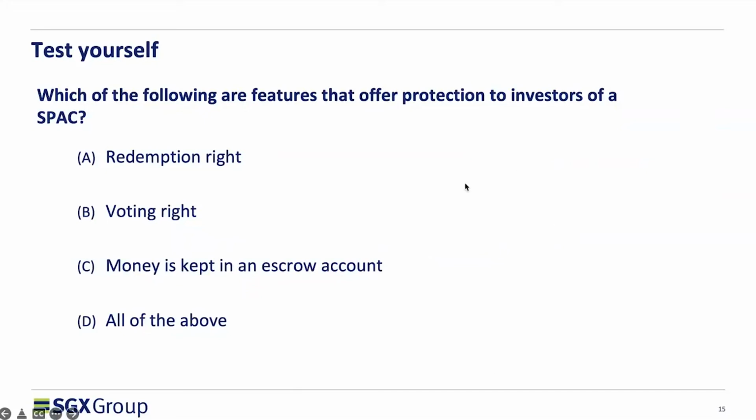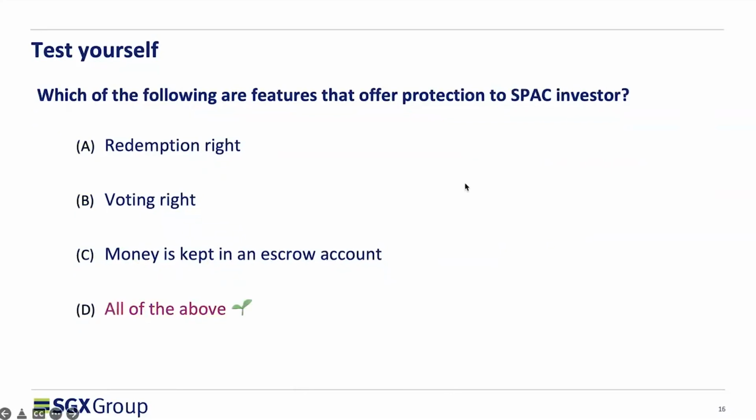Okay, so the answer here is D, all of the above. So remember, there are different investor protection mechanisms for investors of SPACs, and this would include redemption rights, voting rights, and having your money being kept in an escrow account.